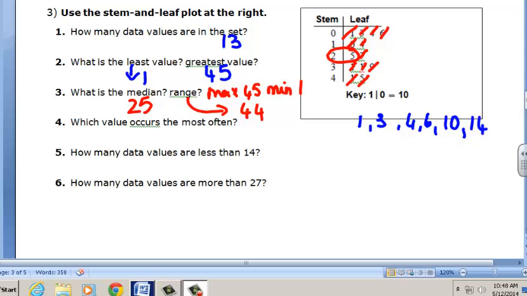Which value happens the most? Let's take a look. When I see this, I see that 31 happens twice. So 31 is your mode.